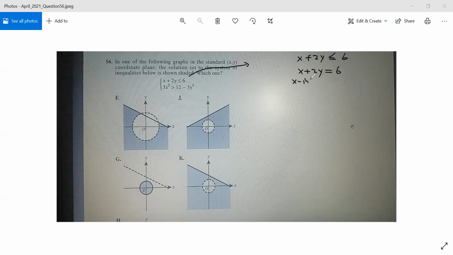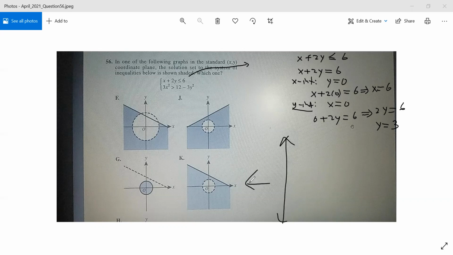So how do you find the x-intercept? You just make y 0. If y is 0, then this will be x plus 2 times 0 equals 6, and this will be x equals 6. If I find the y-intercept, then I will just make x 0. So it will be 0 plus 2y equals 6, which is 2y equals 6. Divide both sides by 2, y equals 3. Now let me put that over here.